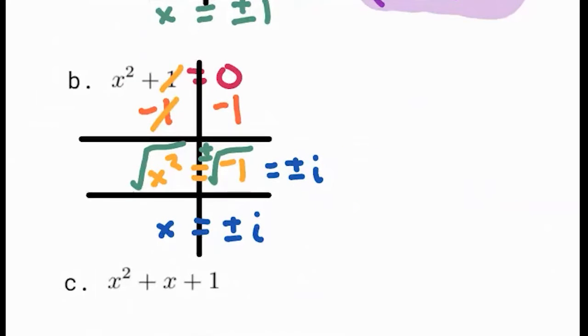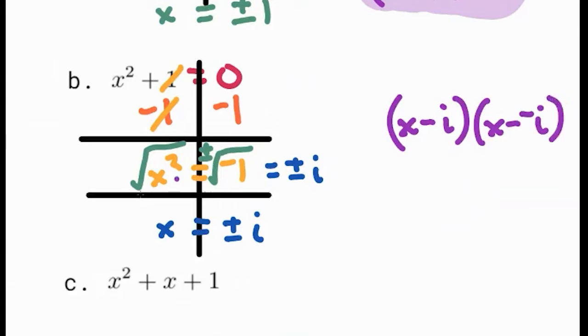Now, we're not done because that's the solution, but we need to write it in factored form. So you need to write x minus the positive i and x minus the negative i. And then that's going to be a plus, and you end up with x minus i times x plus i. This is your final answer right here.